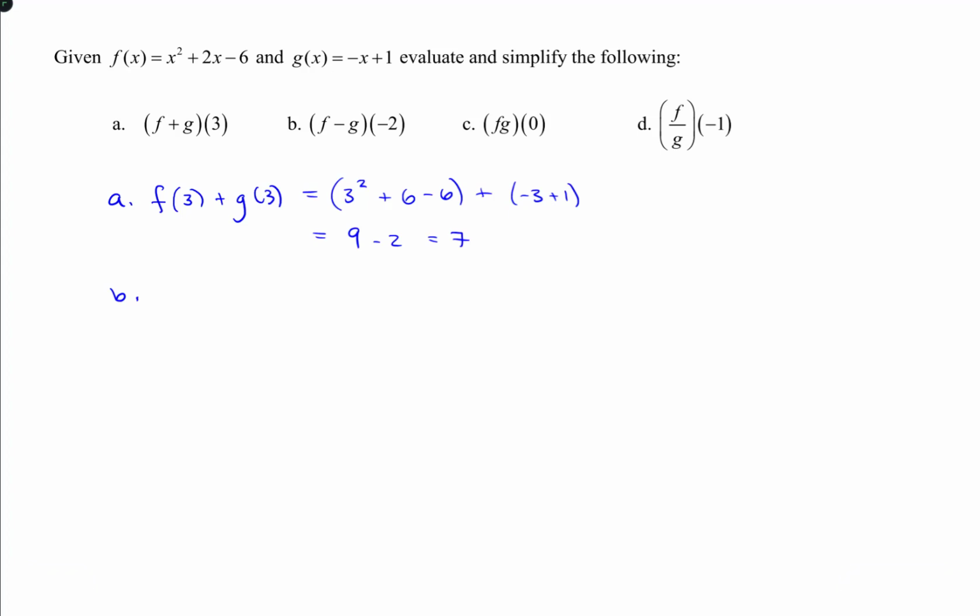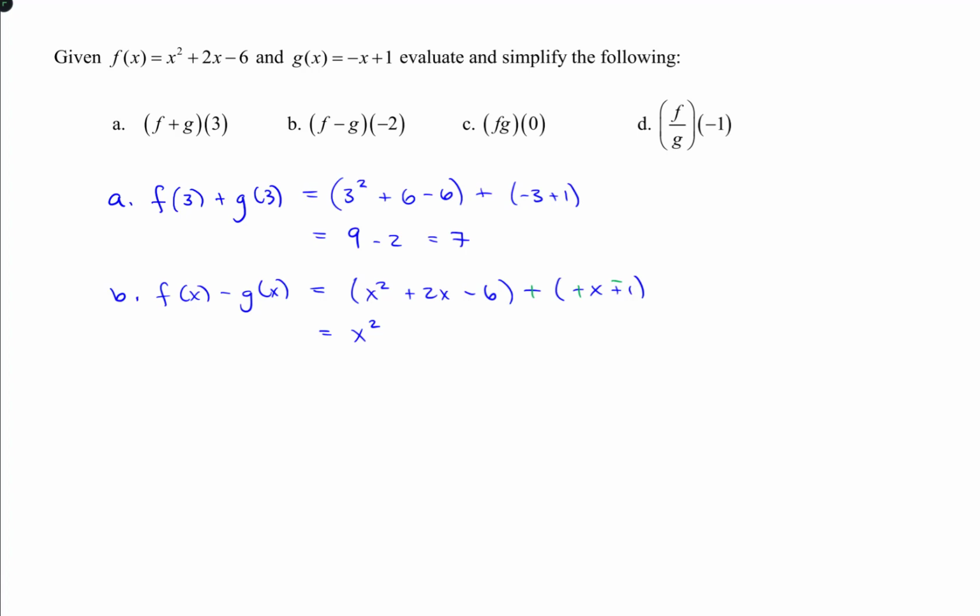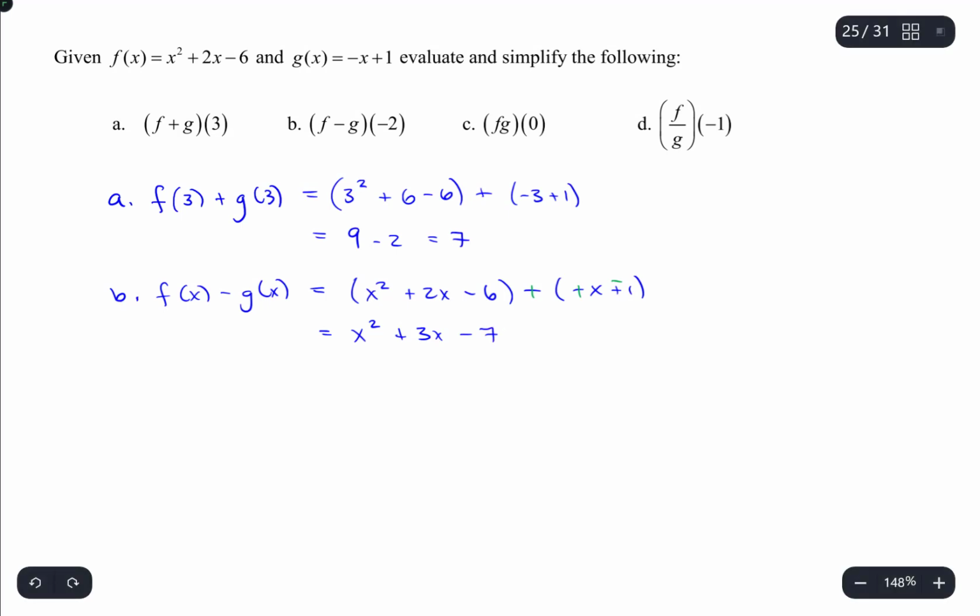Another way of evaluating, so if I have f minus g evaluated at negative 2, is to do f of x minus g of x first, figure out what that function is. So I would have x squared plus 2x minus 6 minus negative x plus 1, which would be x squared. And be careful because this negative distributes into all parts of this set of parentheses. So it's 2x plus x, so that's plus 3x. Negative 6 minus 1, so that's minus 7.